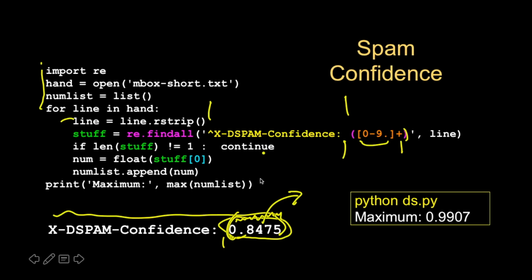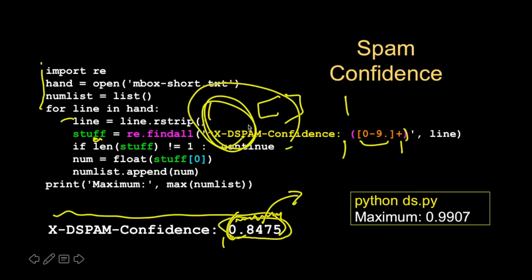Now, if the line doesn't have this, meaning it's missing either the prefix or the number, it's going to fail. We're going to get back an empty list. So the first thing you have to do is check to see if you actually got a match. You say if the length of stuff is not equal to 1, continue. This is how we skip all the lines that don't match. There could be thousands of lines that don't match, but when a match hits, it's going to fall through.